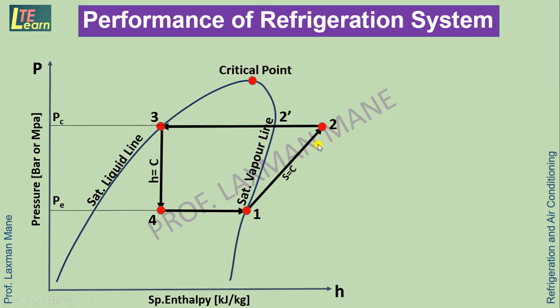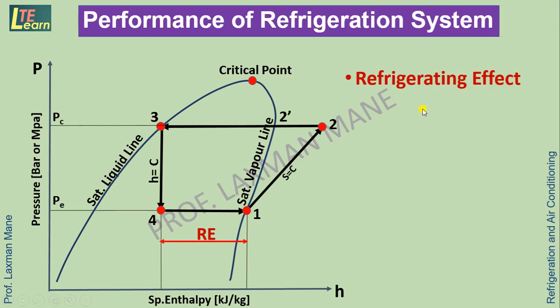The performance of a refrigeration system is indicated by some parameters. The first parameter is the refrigerating effect. For that, here is the evaporation process. During this process, heat is absorbed by the refrigerant from the cooled space. That's why the enthalpy of the refrigerant increases from point number 4 to point number 1. So that is the cooling effect produced. This cooling effect is given by the refrigerating effect formula, that is H1 enthalpy minus H4 enthalpy, in kilojoule per kg. Then 1 to 2 is the compression process.